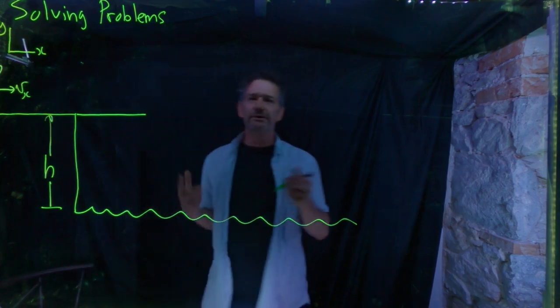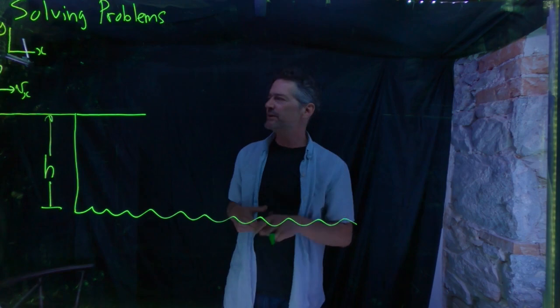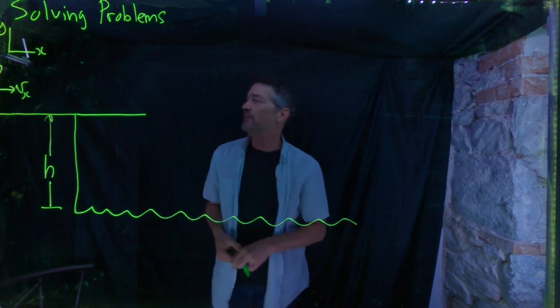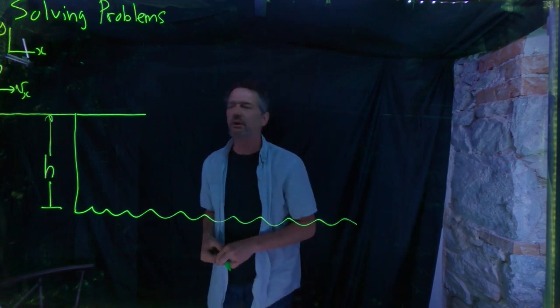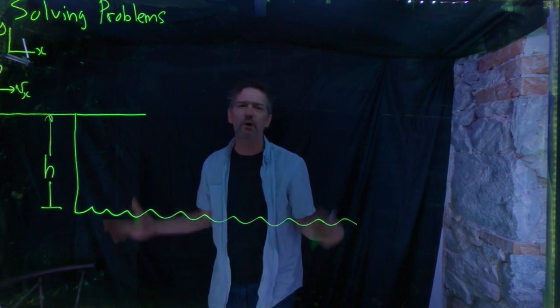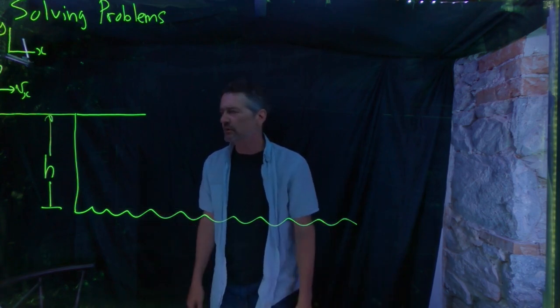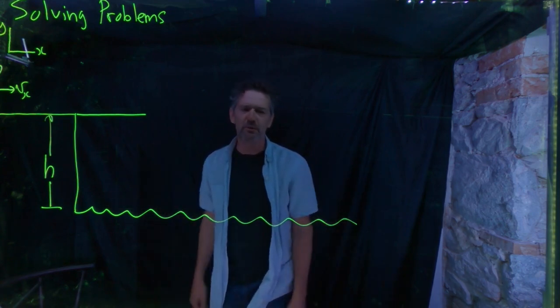And so what's a good estimate, a reasonable guess, for that initial horizontal component of velocity? Well, how fast do people walk? You can look it up on Google and say, oh yeah, the average speed that people walk at is this.